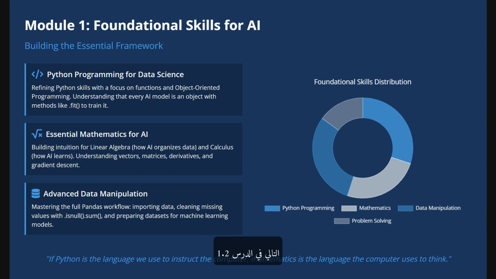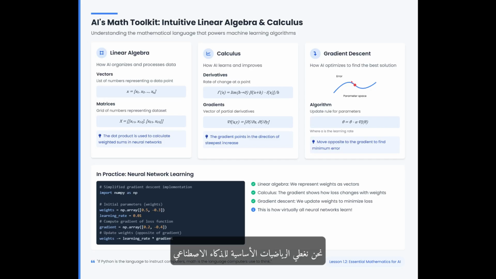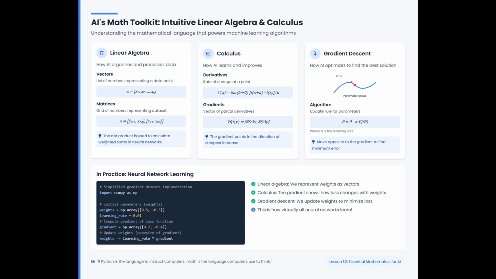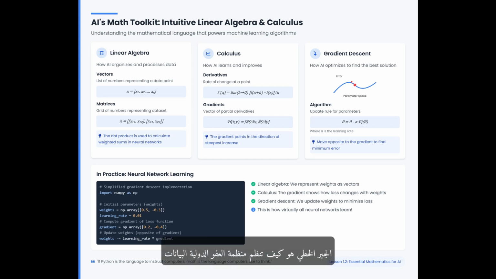Next, in Lesson 1.2, we cover the essential mathematics for AI. If Python is the language we use to instruct the computer, then mathematics is the language the computer uses to think. Our goal is not to solve complex proofs, but to build intuition. Think of it this way. Linear algebra is how AI organizes data. A vector is just a list of numbers representing one data point, like a single row in a spreadsheet. A matrix is a grid of numbers representing your entire dataset.